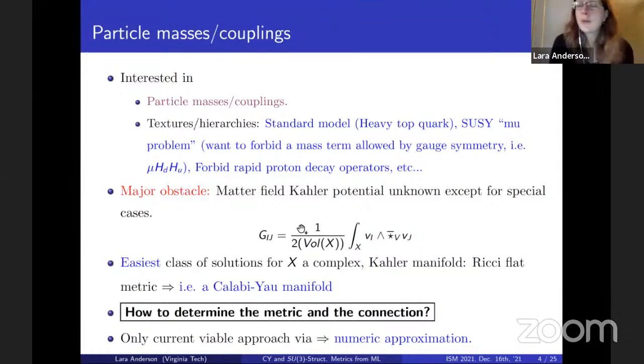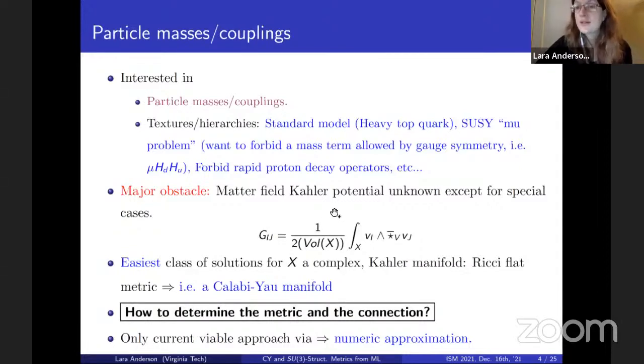So just to say that a little bit more explicitly, in say the heterotic context, we're interested in particle masses and couplings, and there's a rich array of pheno questions that you might have for these. We understand, of course, that in the standard model, we see a lot of rich textures and hierarchies, the top quark being considerably heavier than everything else, for example. If we are considering supersymmetric theories, MSSM type geometries as we are here, there's of course the famous mu problem. You want to analyze the structure of the effective theory to understand if you are facilitating rapid proton decay, et cetera.